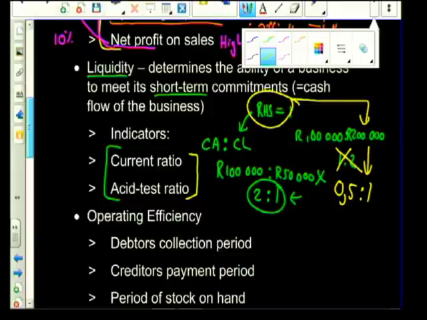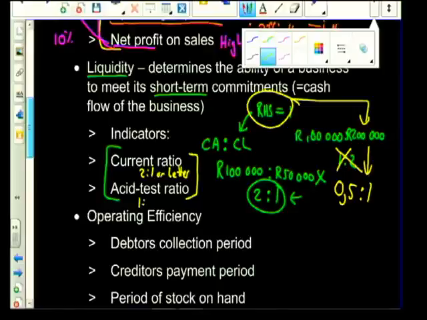But just remember that the current ratio tells you your liquidity, and you usually want it to be 2 to 1 or better. When I say or better, I mean that it's higher than 2 to 1, so 3 to 1, 4 to 1, 5 to 1. If we've got a current ratio of 2 to 1 or better, we will say that our business is liquid.